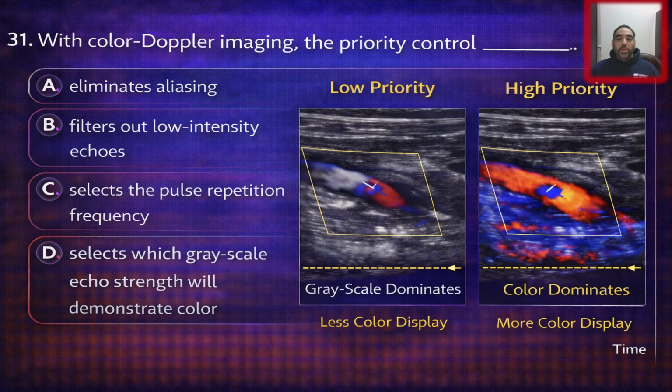Think of priority like a traffic cop between the grayscale image and the color Doppler overlay. It decides which echo strengths get color and which stay gray.